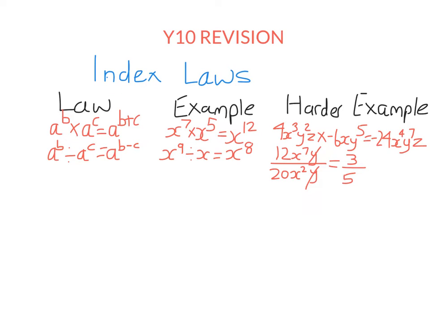The y's cancel out because they both have the same power on top and bottom. And I'm left with x to the power of 7 divide x to the power of 2. Keep the same base, subtract the powers. That is my final answer.